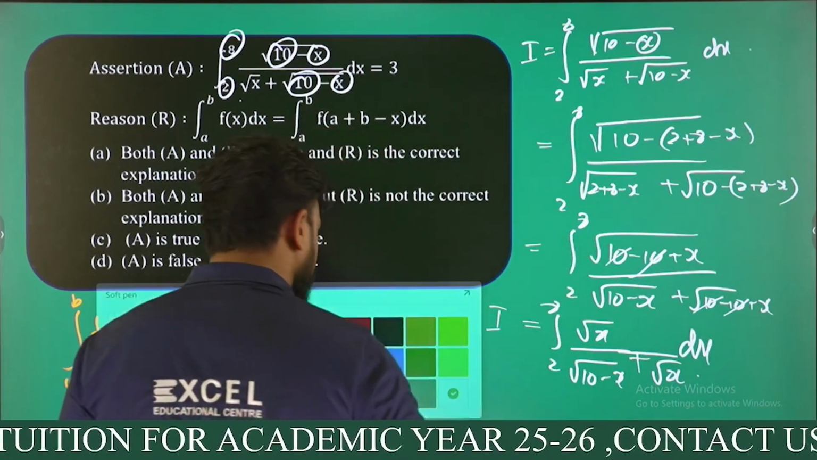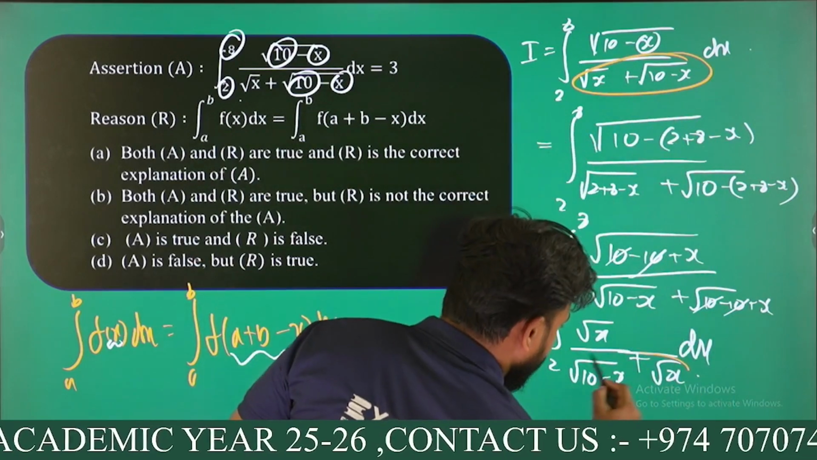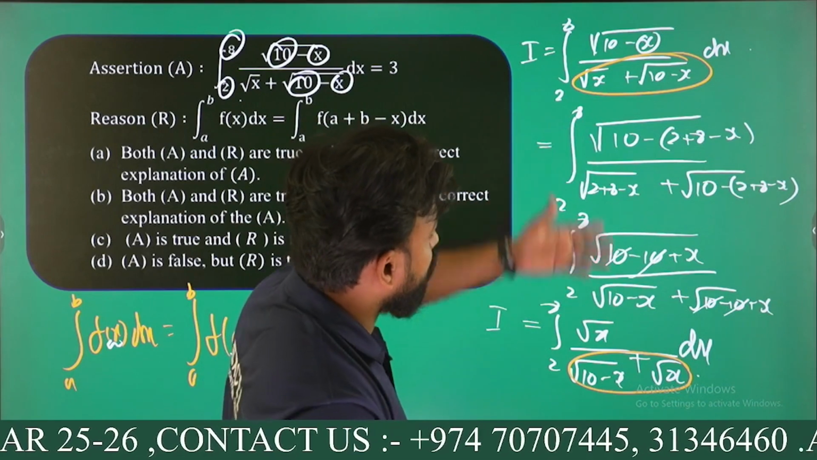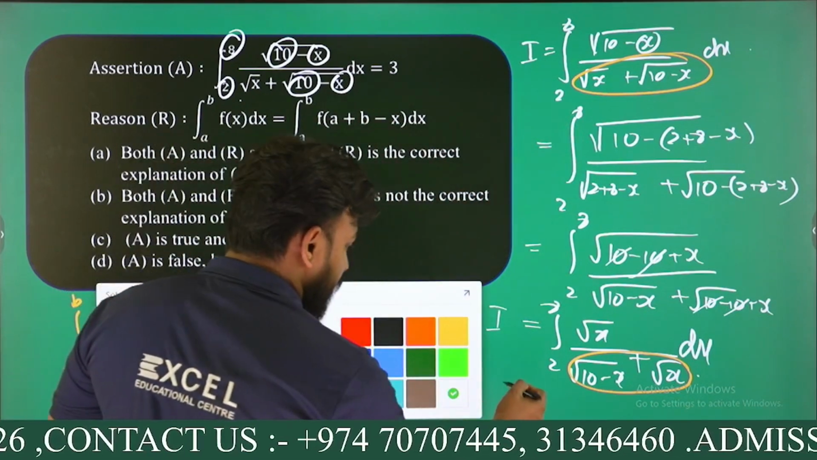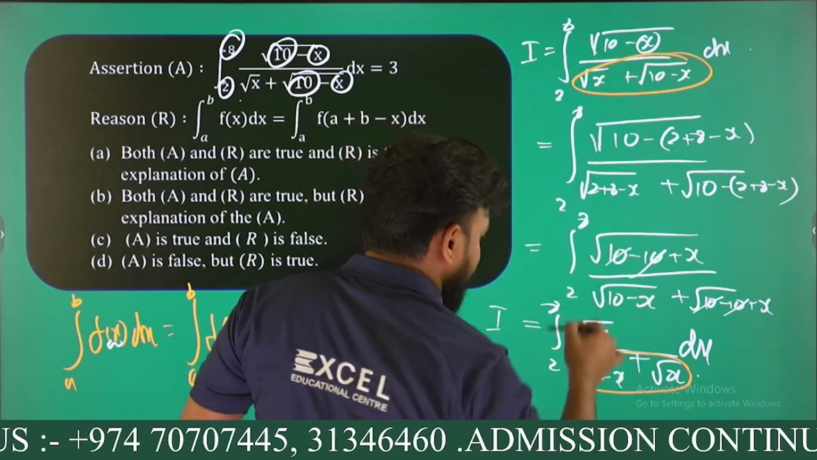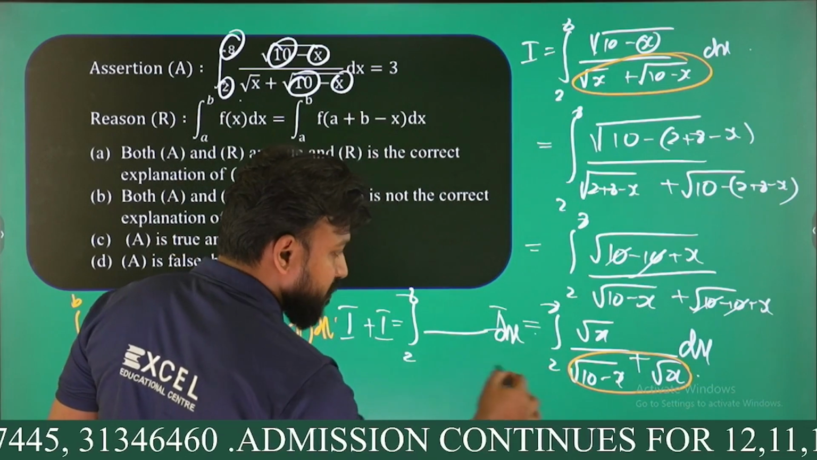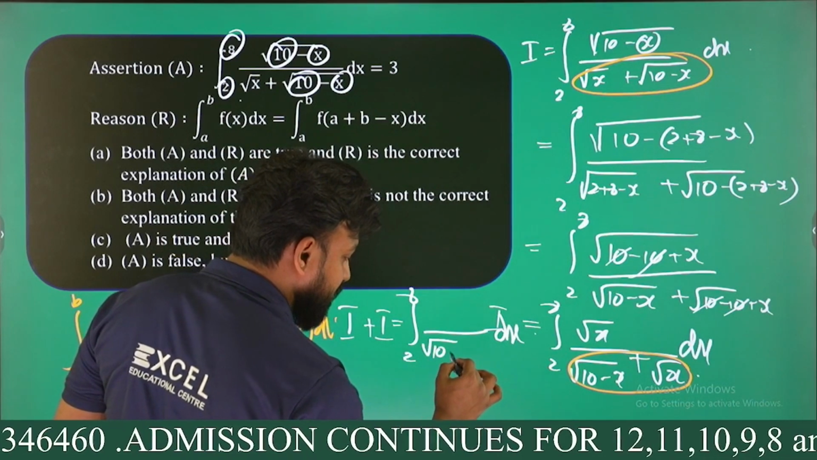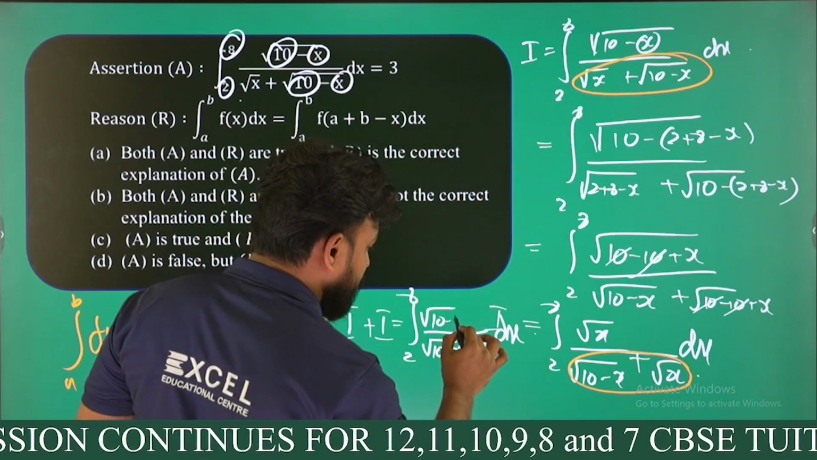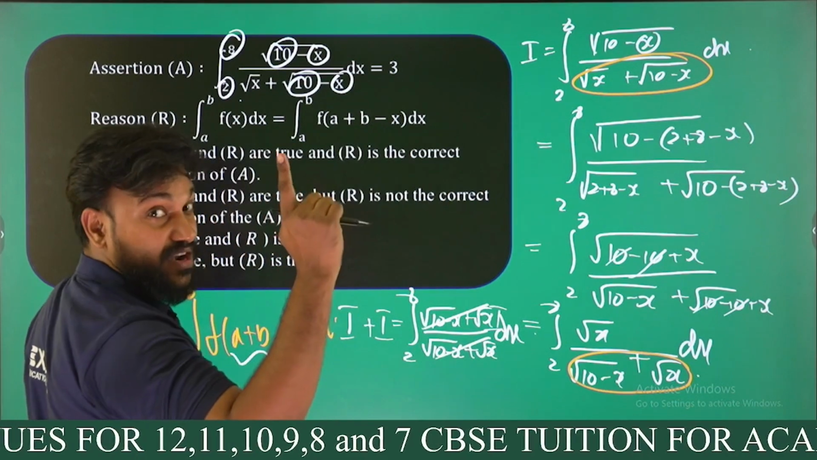Now you can see the denominator of the question and the denominator of the one that we got after applying the property are the same. Whenever you're getting a question like this, the denominators will be same. So I'm going to add this I and this I. So you will get integral 2 to 8 dx. The denominator is common, that is root of 10 minus x plus root x. And the numerator is root of 10 minus x plus root x. So these two will be cancelled. You will get 1.